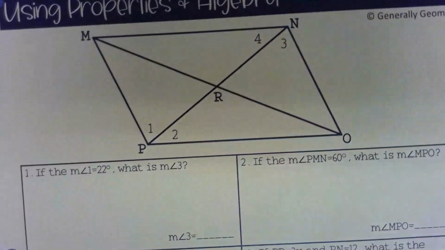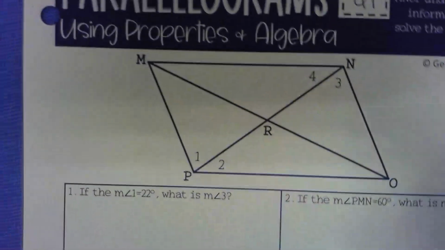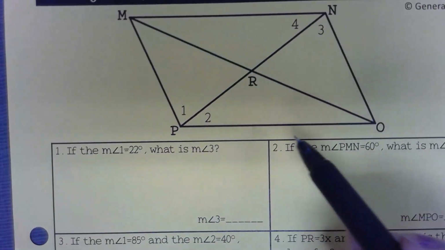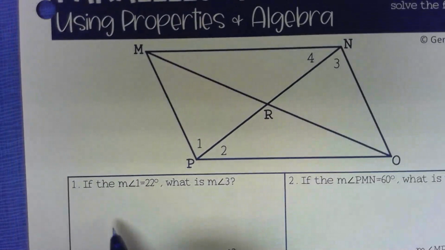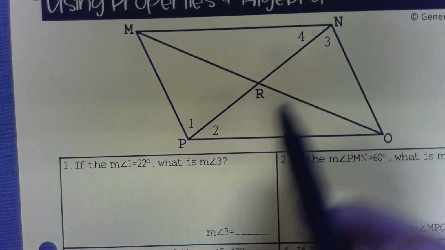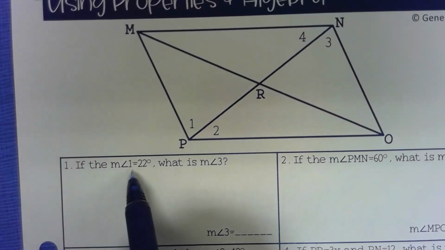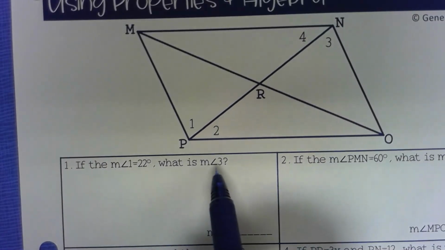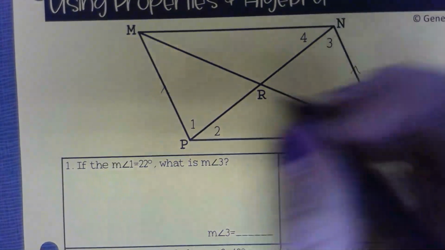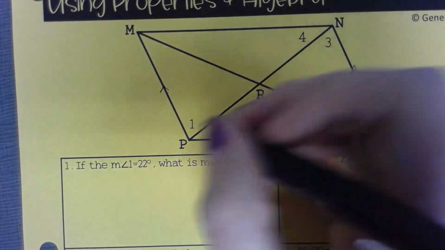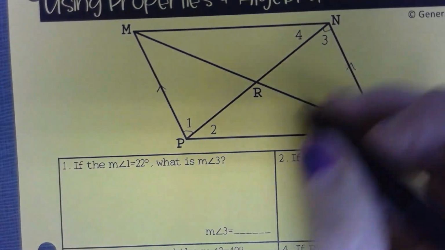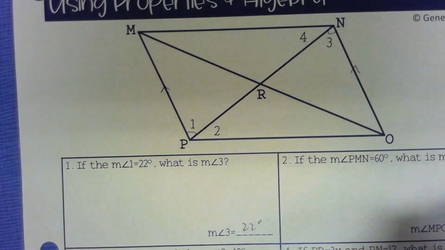So one more example here. We use those properties to find missing pieces. We're going to use this diagram to help us out for these. If the measure of angle 1 is 22, what is the measure of angle 3? Well, since this is a parallelogram, angle 1 and angle 3 are congruent. Those are alternate interior angles. So angle 3 is also 22 degrees.